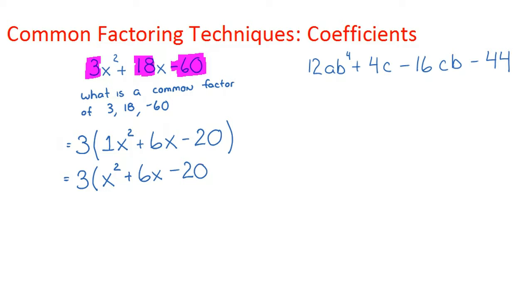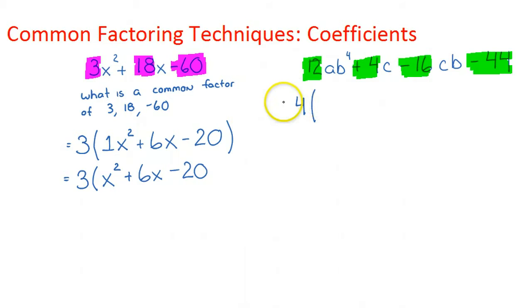Let's look at another example. Now this first one was a quadratic, and this is where we often see it in terms of our course right now. But over here, it's not a quadratic, but remember, common factoring can be done all the time. So what I'm going to do, as some students need to do this initially, is highlight the coefficients in each of the terms. So there we go. So now I'm going to say to myself, what is a factor of 12, 4, negative 16, and negative 44? And the answer is 4.